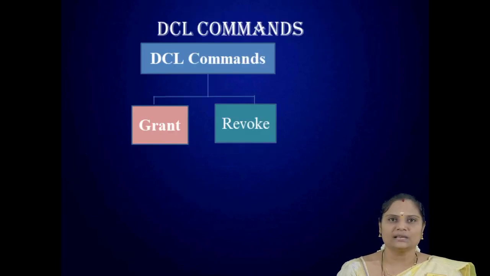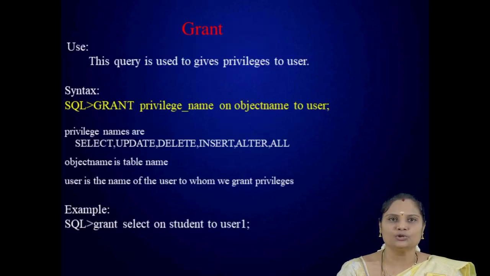Now we discuss DCL commands, data control language. In this we have two types of commands, grant and revoke. Grant is used to give access privileges to the user. If we want to secure our database, the authorization people do not give access permission to all the users. If we want to give access to anyone, we use this grant permission.